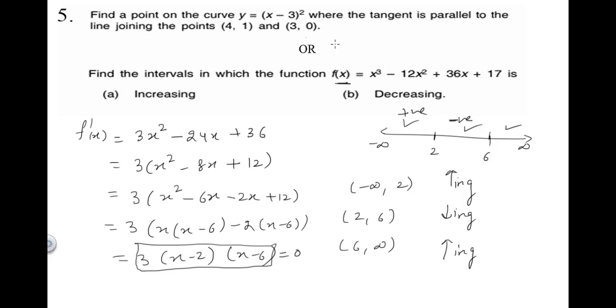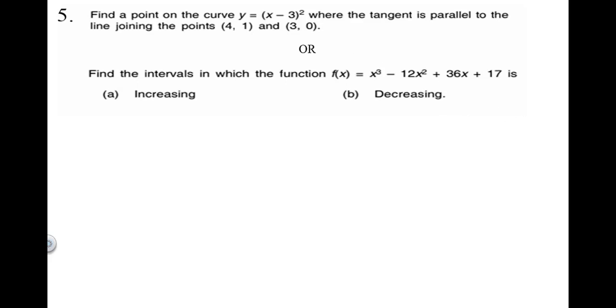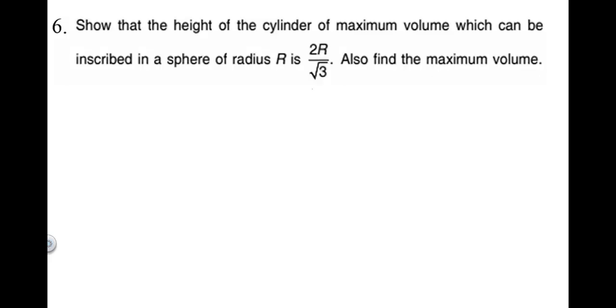Let us go to question number 6, which was the last question and also the 6-mark question of the test. We have to show the height of the cylinder whose volume is maximum. So let me write the volume first. It is pi r square h. Now, which can be inscribed in a sphere of radius R. So we have to make one sphere and inscribe in it a cylinder. So let us do that.